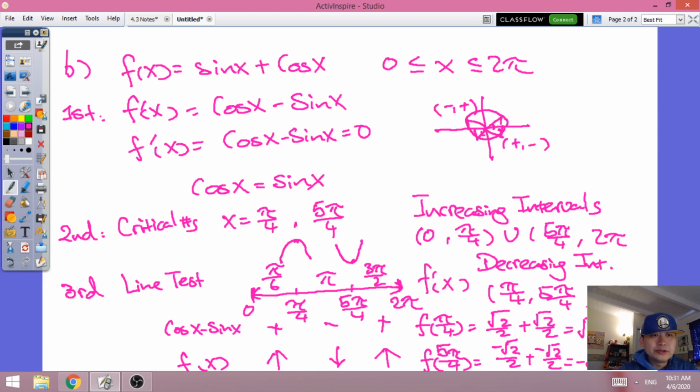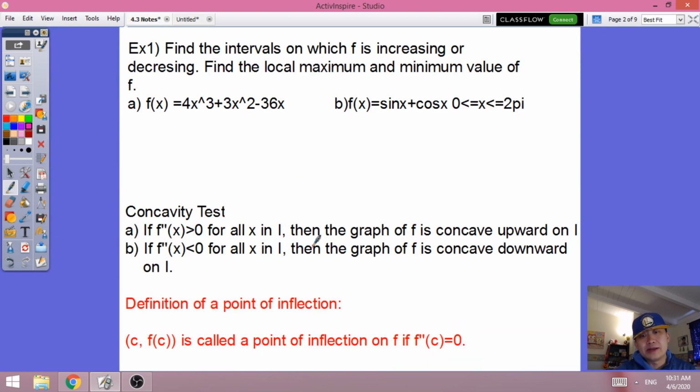So now, let's move on to the next slide and see what else we have, or back to this one. Concavity tests. Concavity means you want to find out whether the curve is concave upward or downward. Okay, so let's say that we do have f double prime of x greater than 0 for all x in the interval I. Then the graph of f is concave upward on I.